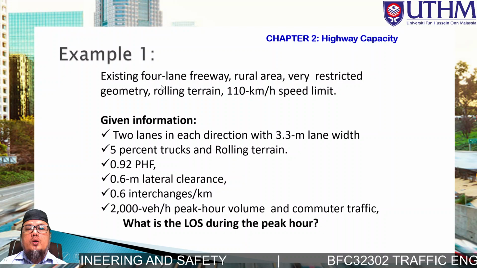Okay, now we can calculate the VP. Then we insert these values, and now we obtain 1,169 passenger cars per hour per lane for VP.